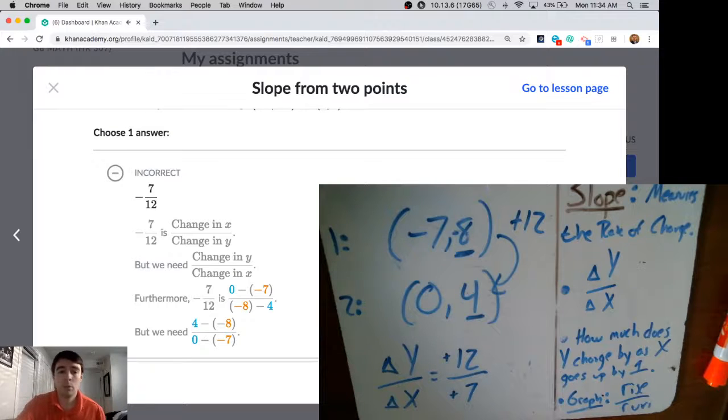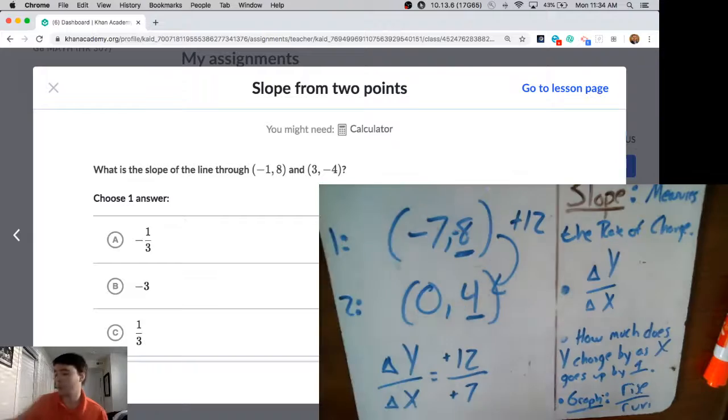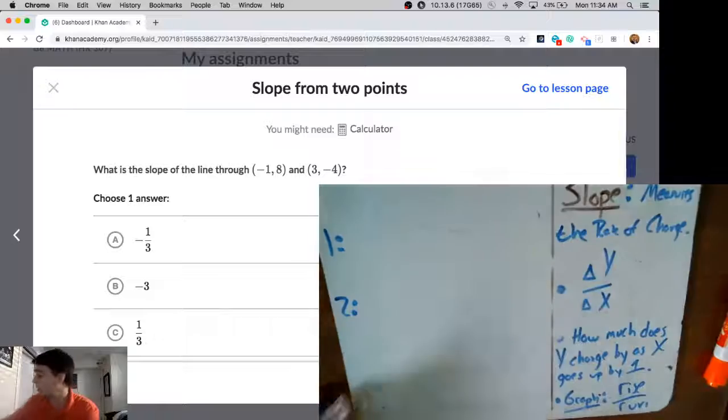So again, if I have 2 points and I'm asked to find slope, for me, the biggest or easiest way to do that is go ahead, write those 2 points together and measure, actually, how much does y grow by, how much does x grow by.